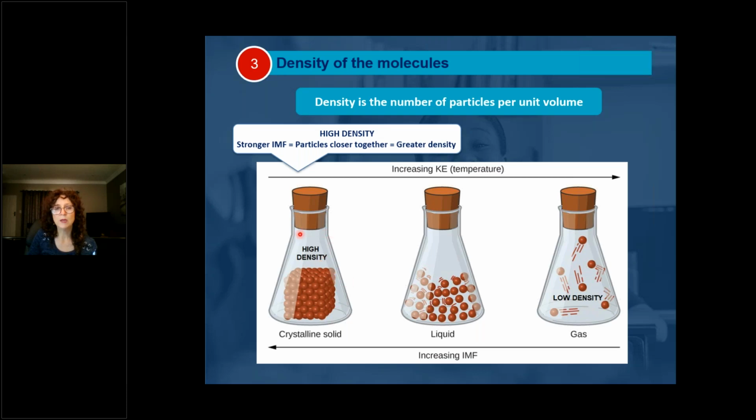But so here we have a high density and a low density. So what is happening? Higher density, stronger intermolecular forces; lower density, weaker intermolecular forces. So what is density? It's the number of particles per unit volume.